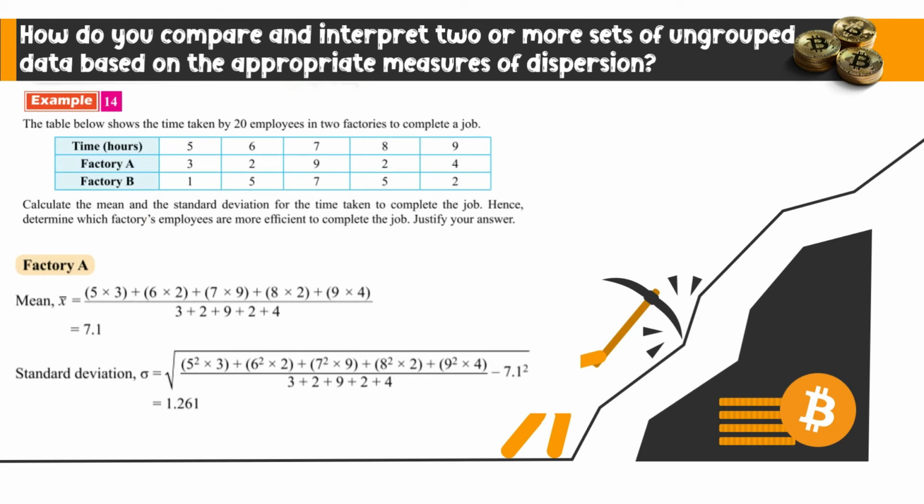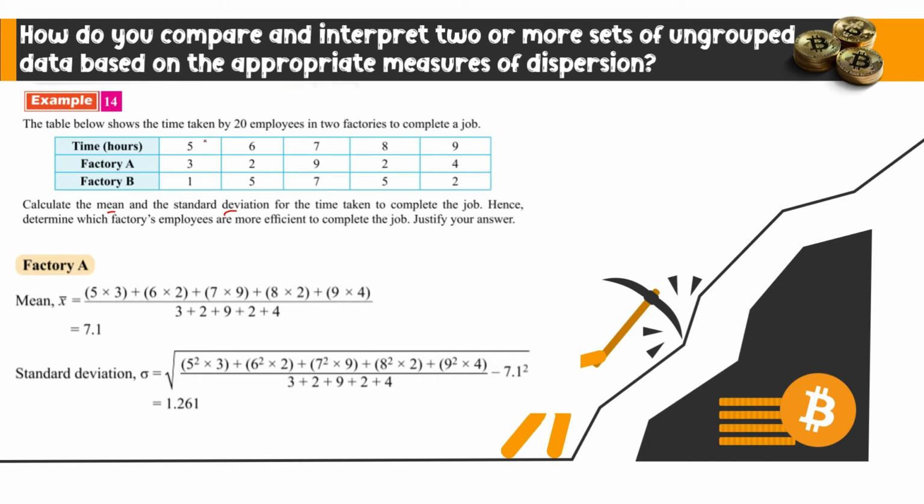Okay, now this is objective number 2. How do you compare and interpret two or more sets of ungrouped data based on the appropriate measure of dispersion? So this is an example of the time taken for 20 employees in 2 factories to complete a job. So you have factory A and factory B. Now, calculate the mean and standard deviation for the time taken to complete the job. Hence, determine which factory's employees are more efficient to complete the job. So you must compare it with the time, the hours.